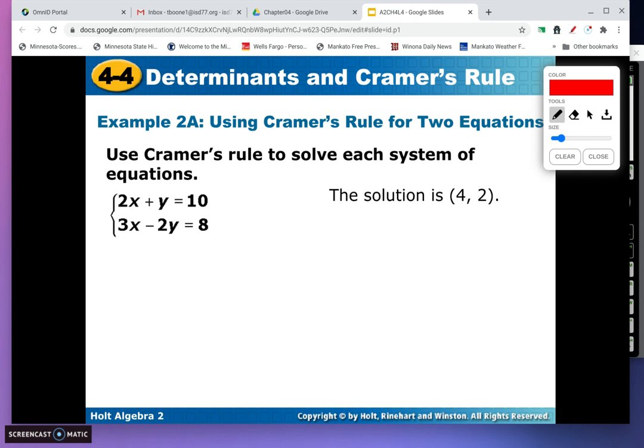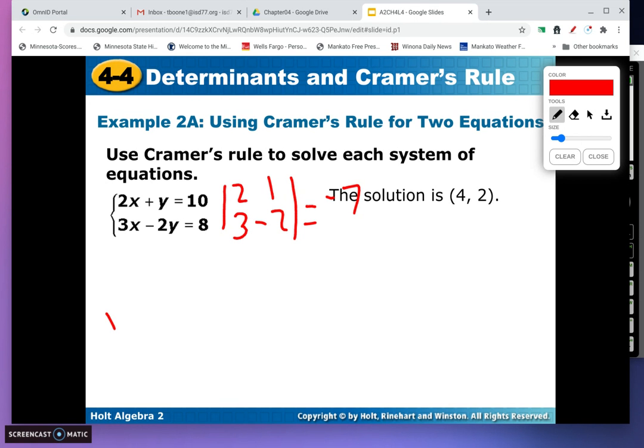Let's just do that right here. Okay, so for D, we're going to put those coefficients 2, 1, 3, and then negative 2. All right, so let's see what we have. Crisscross applesauce, we're going to get negative 4, and then minus 3. I'm sorry, negative 4 minus 3, that's going to give us negative 7. Negative 7, that's the D value.